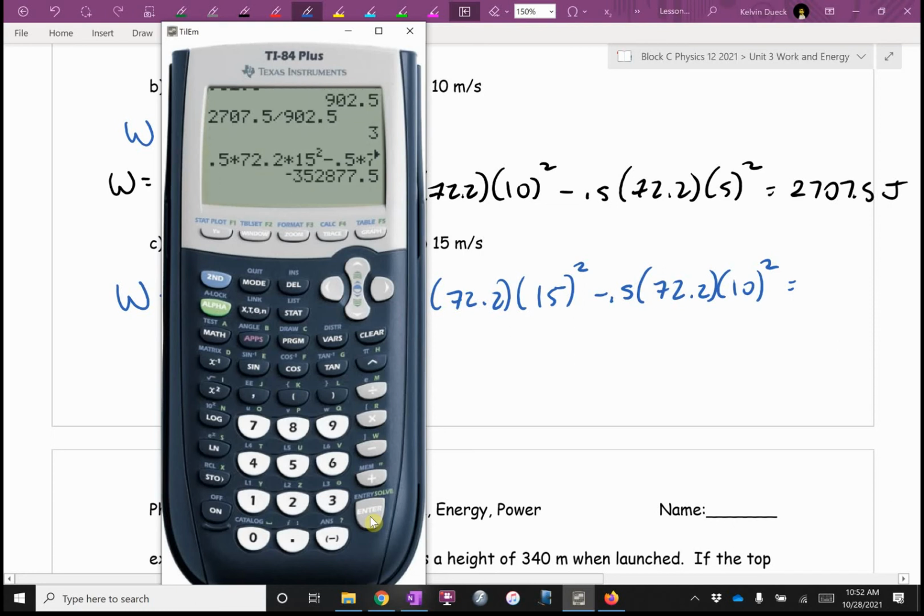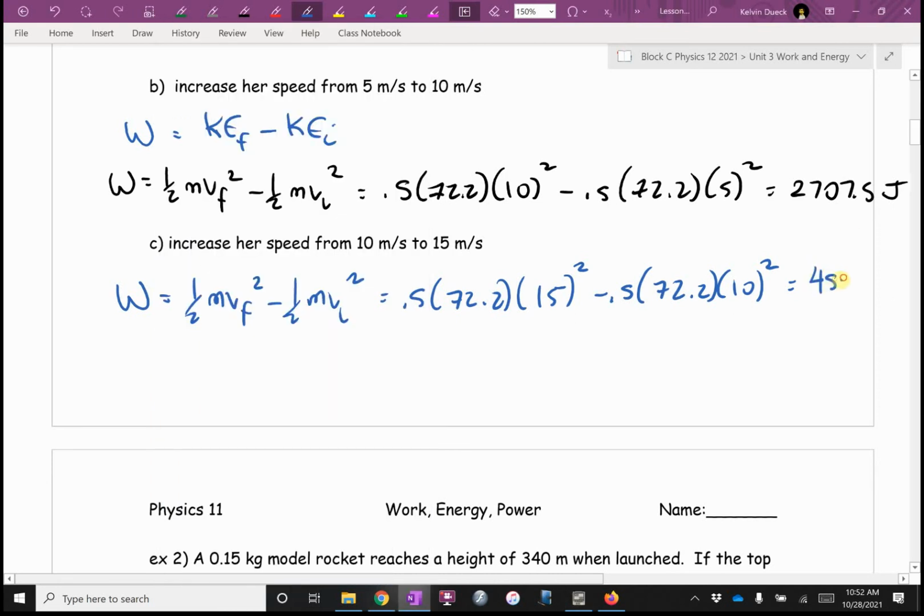And I got a typo here. What did I do wrong? Oh, I got 2 squareds. Duh. Let's get rid of that squared. Like that. There we go. Do you get 4,512.5 joules? Now, going 15 meters per second versus 5 meters per second should be 9 times as much energy.